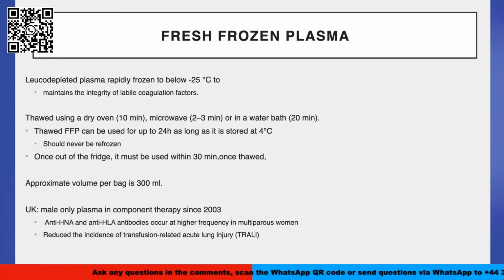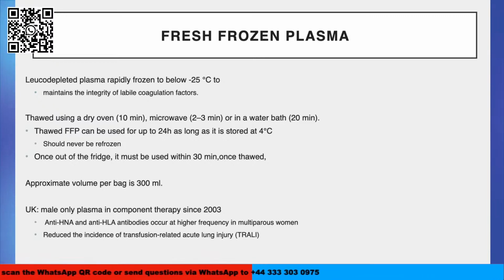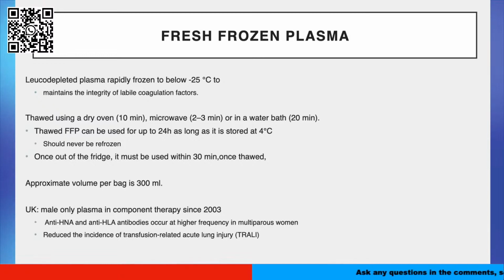Moving on to fresh frozen plasma. This is leukodepleted plasma which is rapidly frozen to below -25 degrees, and this maintains the integrity of labile coagulation factors. It can be thawed using either a dry oven, a microwave, or in a water bath, and once thawed it can be used for up to 24 hours, but must be stored at 4 degrees. It should never be refrozen, and once out of the fridge it must be used within 30 minutes. Roughly 300 ml are in each bag of FFP.